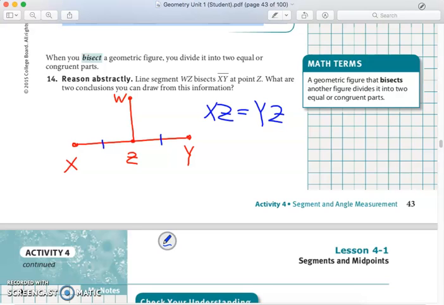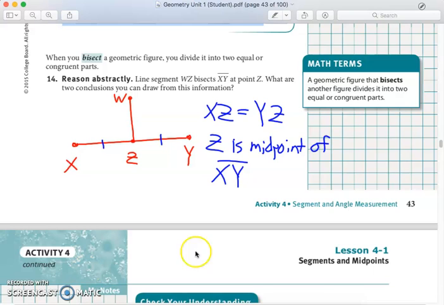So Z must be in the middle, right? So then what's the second thing we can say? Well, Z has to be what? If it's in the middle, Z is the midpoint. So Z is the midpoint of segment XY. So those are the two conclusions that we can draw from that statement.